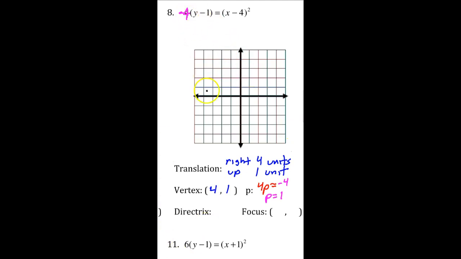All right, so we can graph our vertex. We're going to go to 4, 1. So right 4, up 1. And the directrix will be above, because this is opening down. So I know the directrix is going to be above at 1. And the focus will be down 1, right here on the axis.